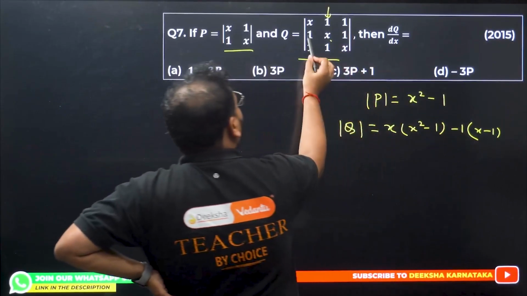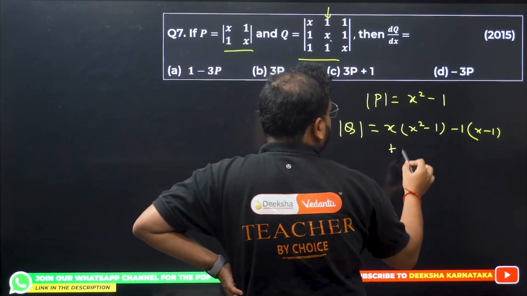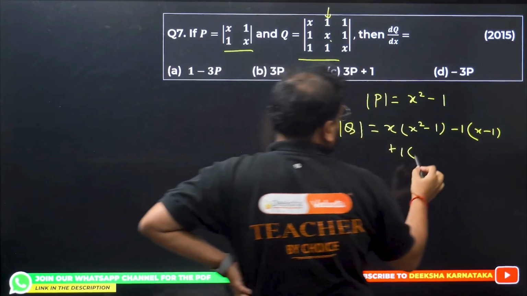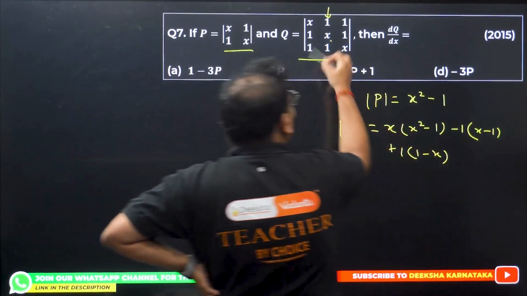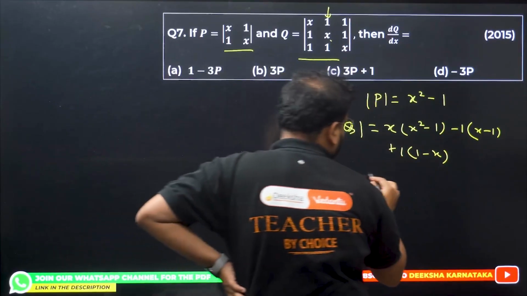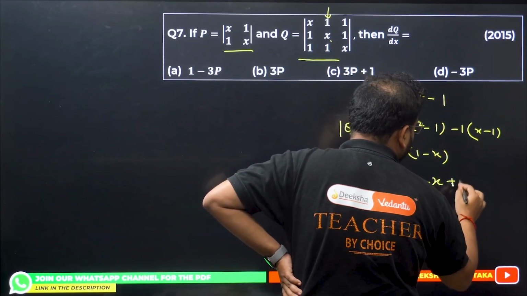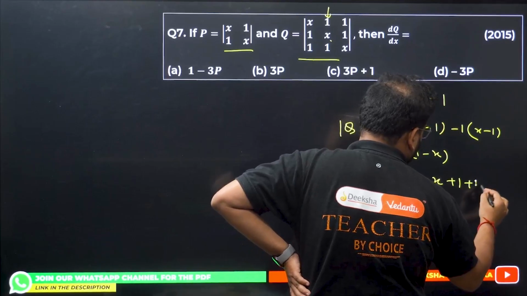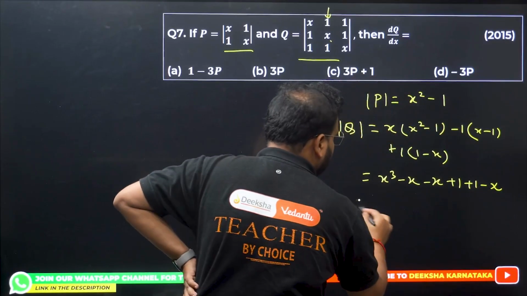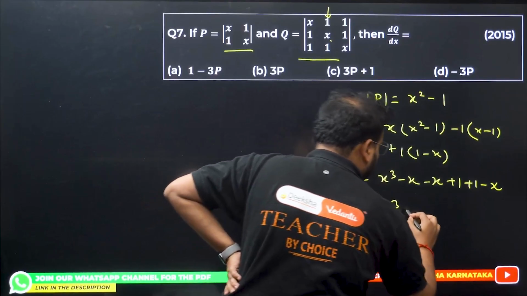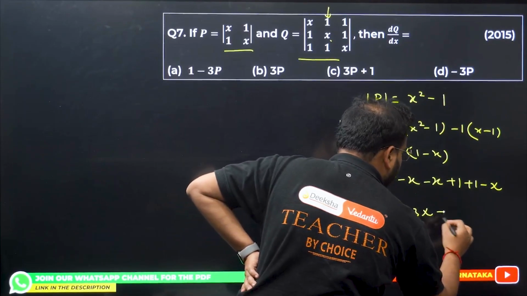Right now, x into 1 minus 1. And last is plus 1. The last term over here in the first row, I get 1 minus x. Let's simplify. I'm getting x cube minus x plus 1 and plus 1 minus x. So it's giving me x cube minus 3x plus 2.